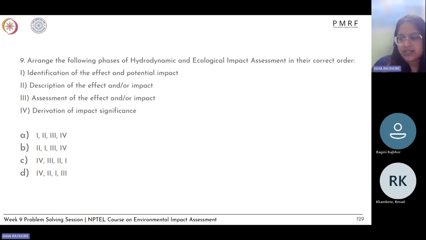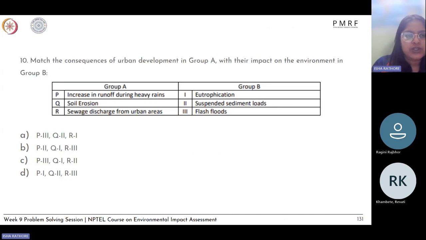So we have one answer A. So A is the correct answer. So the first step is identification of the effect or impact. Second is describing that effect or impact. Third is assessing that effect or impact based on the different methods. And fourth is the derivation of impact significance based on the different parameters, whether it's of high significance, low significance, non-significant. So the correct order is 1, 2, 3, 4. So A is the correct answer. So moving on to the next question.